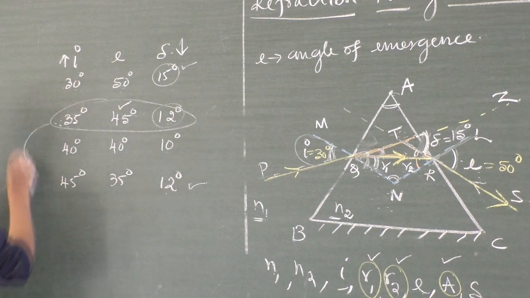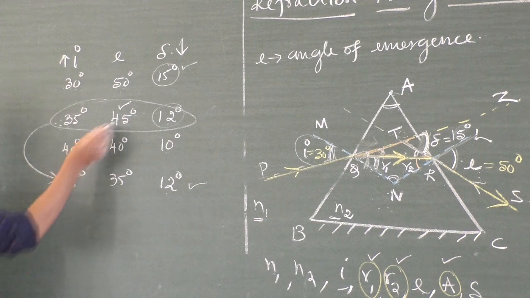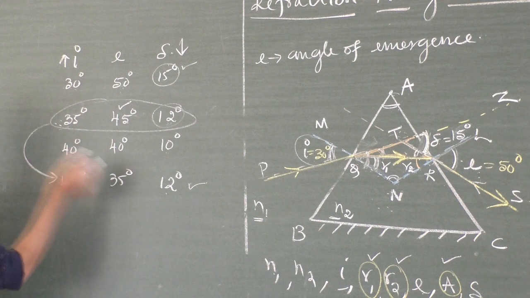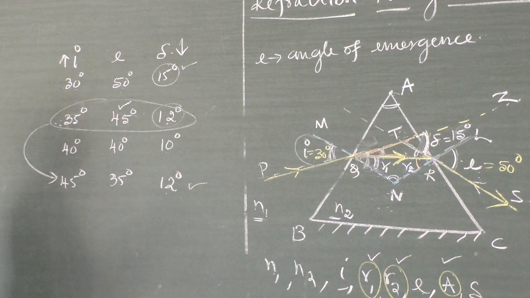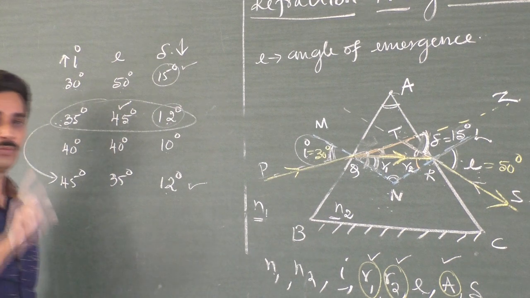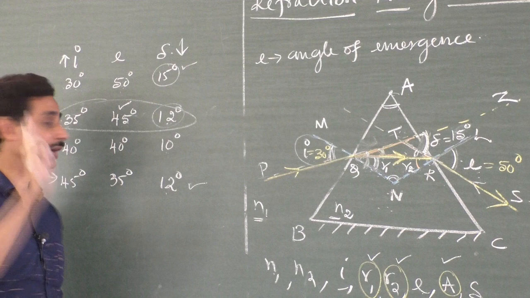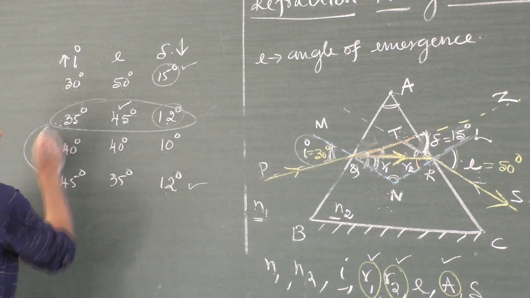That is this one. That is what is obtained here. Am I right? When the angle of incidence is 45, angle of emergence is 35, angle of deviation is same. Just now we were saying one single angle of deviation can be obtained for two angles of incidence, right? So this is the one set.